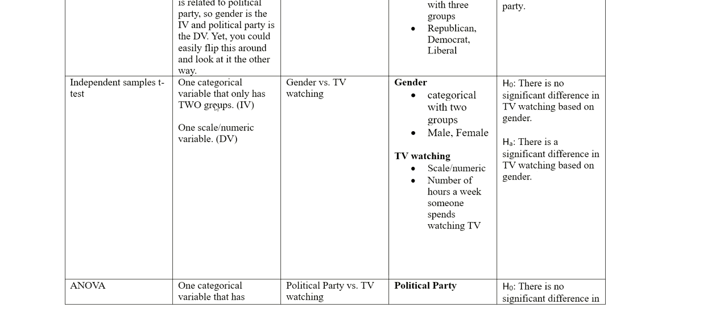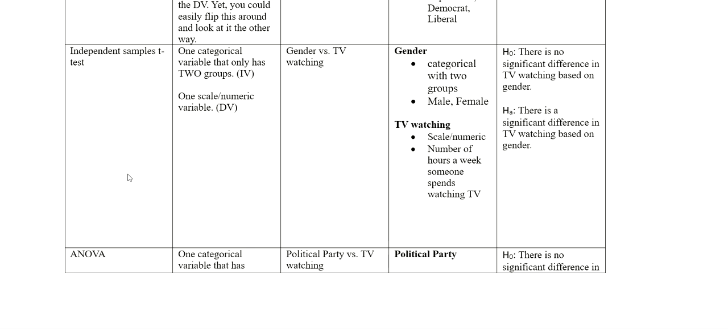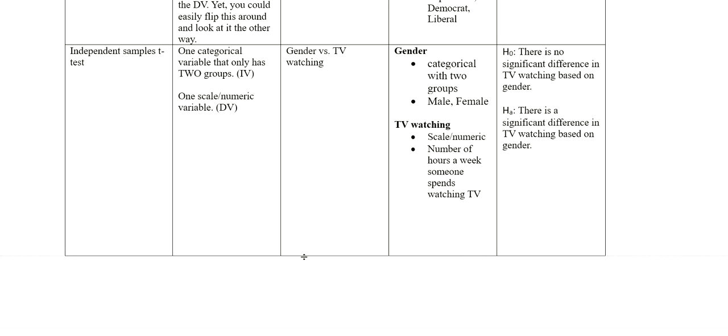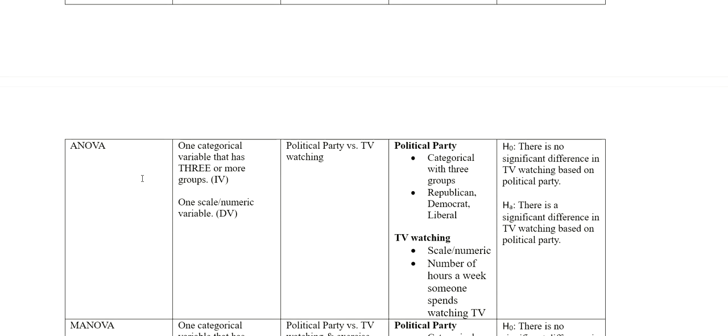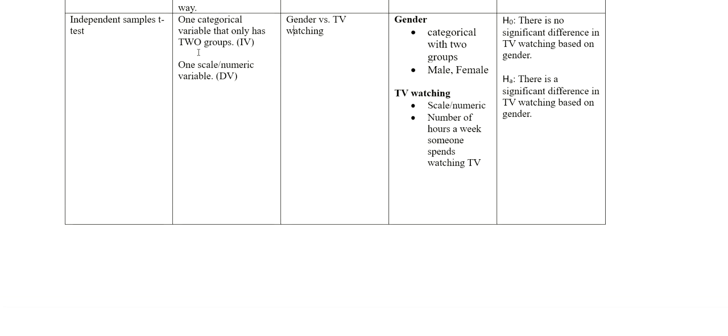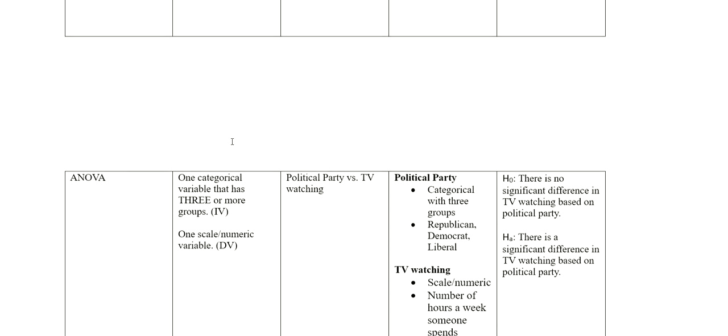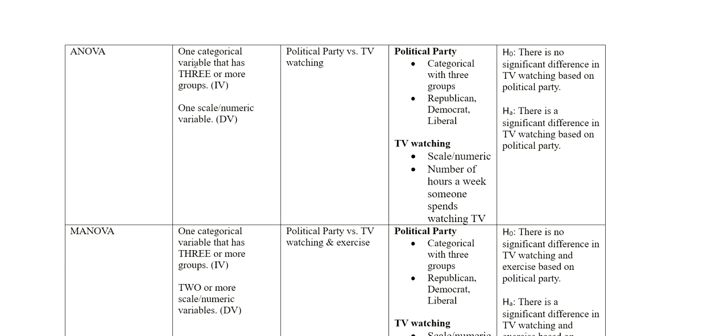So very similar to an independent samples t-test is an Anova. And I'm going to go ahead and get this on its own page, so we're not looking at it kind of broken apart. But with the Anova, an Anova is just running multiple independent samples t-tests. So instead of having one categorical variable that has two groups, for the Anova we've got one categorical variable that has three or more groups. So for example, political party, Republican, Democrat, Liberal.